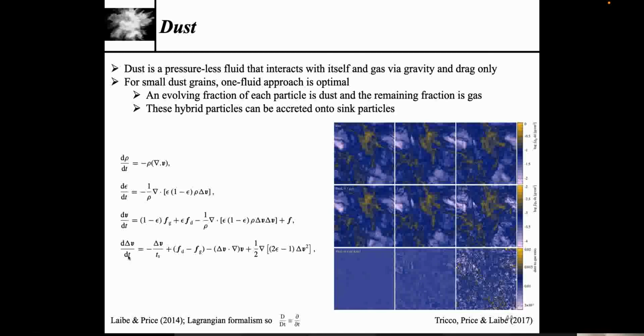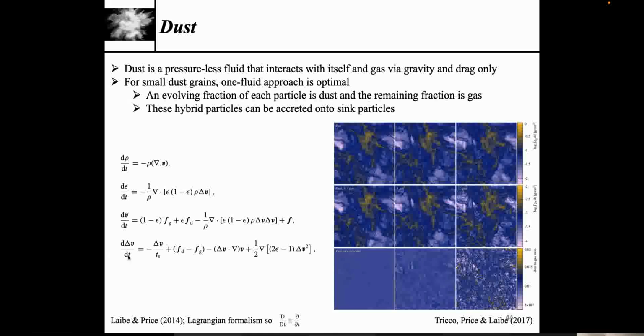So we do have these two dust formalisms. Both work very well. Both are designed to work in different regimes, so depending on what you want to model is depending on which one of these you'll want to use. If you're including sink particles, dust particles and these hybrid particles can be accreted onto the sink.